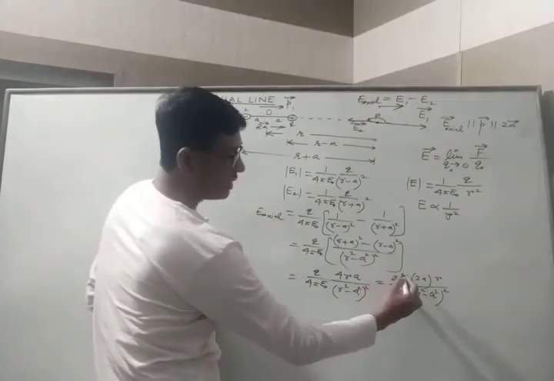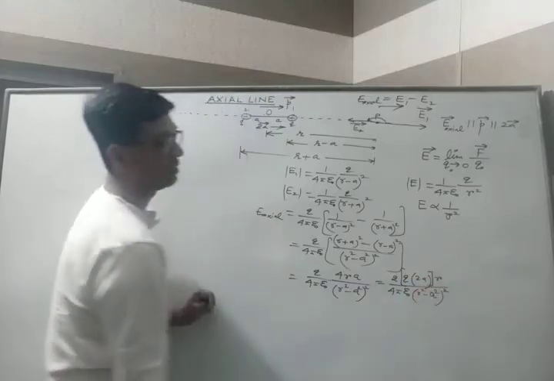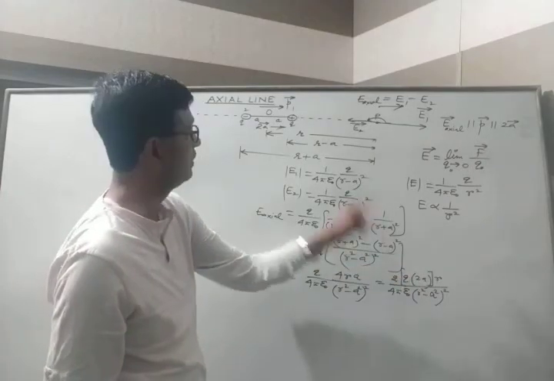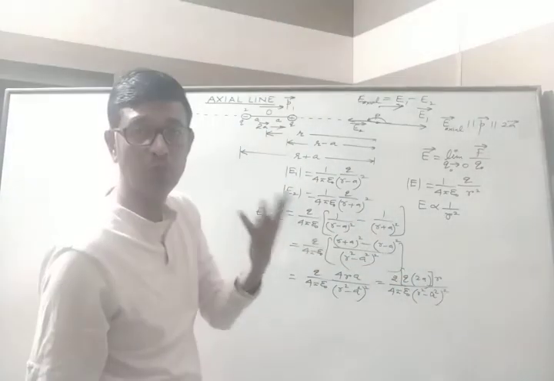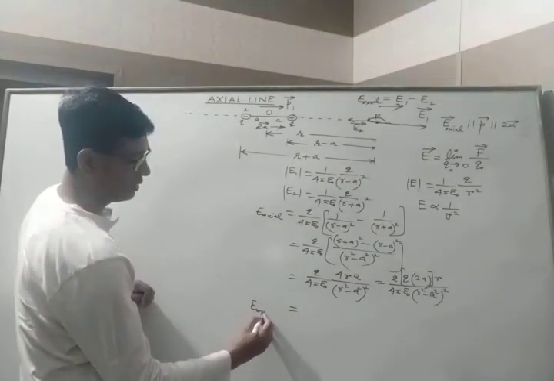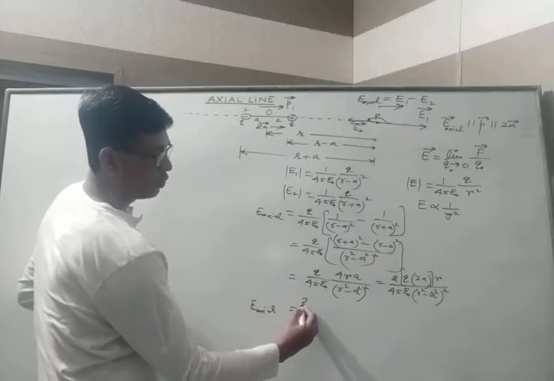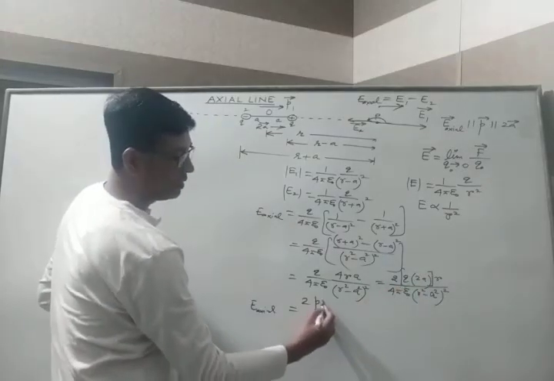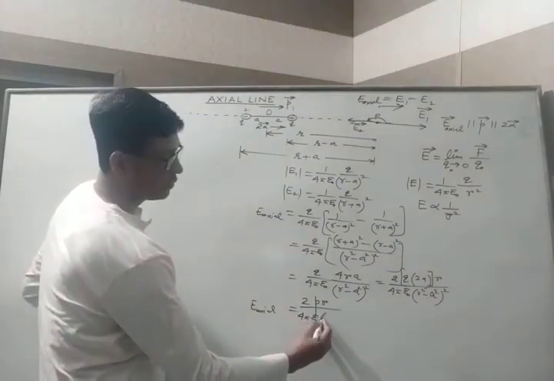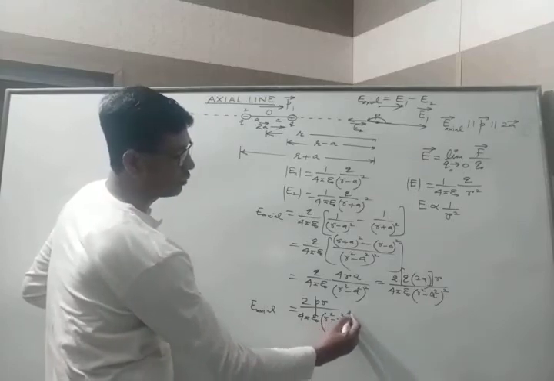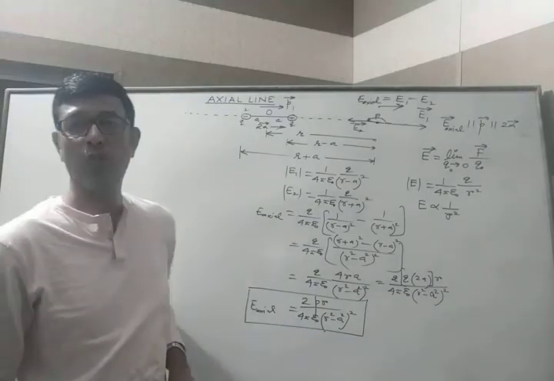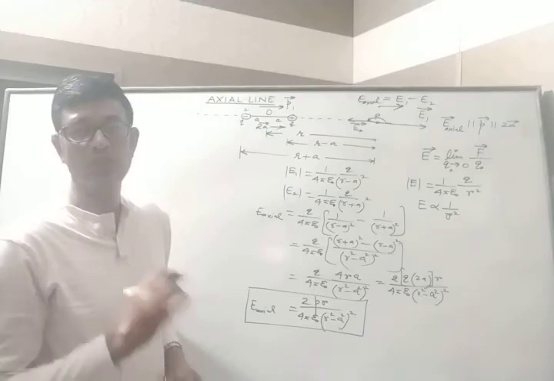Why I am writing in this manner is because I need to represent the expression of the electric field in terms of the dipole moment. Now remember, Q into 2A, the product of the magnitude of either of the charges and the separation between them, is known as dipole moment. It is represented by small letter p. So E axial would be equal to twice Q into 2A, which can be represented by p, where p represents the electric dipole moment, over 4 pi epsilon R square minus A square whole square. This is the expression for the electric field at a point on the axial line due to an electric dipole.